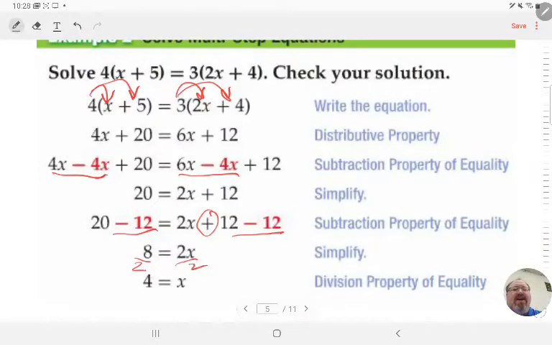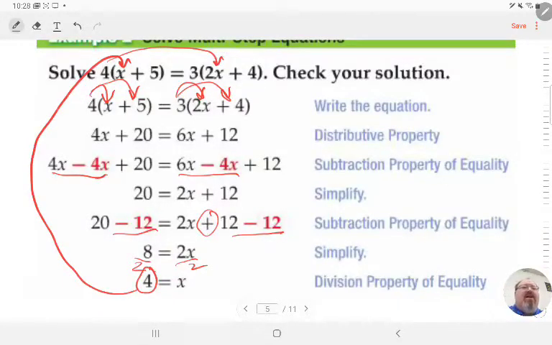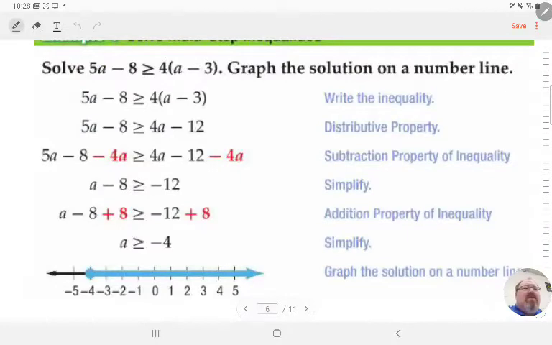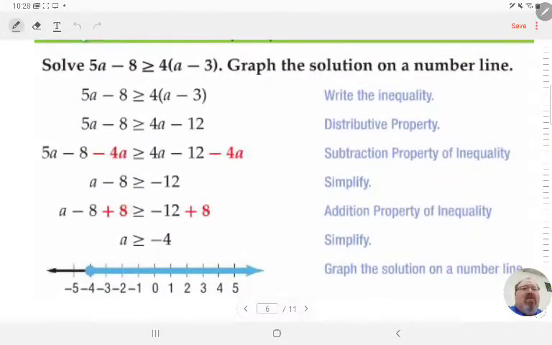Again, if I wanted to check it, I would take that 4 and plug it back into each of the x's in the original. 4 plus 5 is 9. 9 times 4 is 36. 2 times 4 is 8. 8 plus 4 is 12. 12 times 3 is 36. So it checks. Okay? All right. So let's look at multi-step inequalities. We solve them very, very similar.